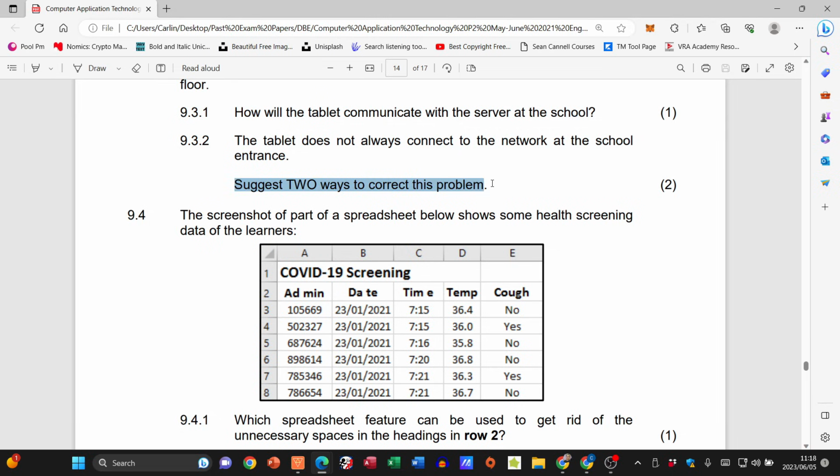So suggest 2 ways that we can fix this problem. Well, we can restart our network devices. We can put in a stronger access point, or we can even put in an access point that is closer to the gate. Those would be practical solutions.